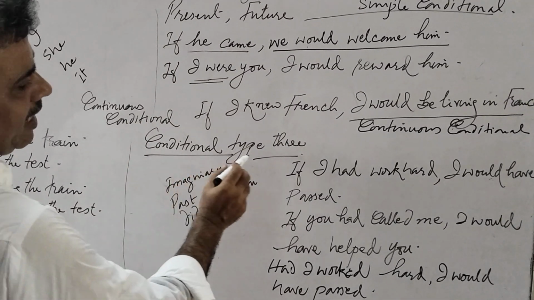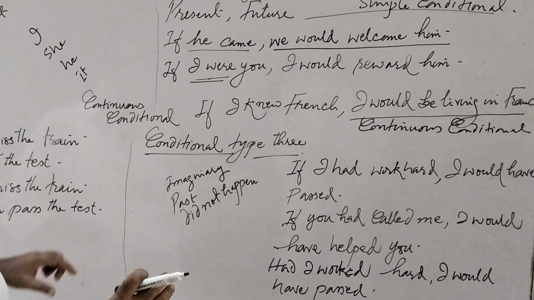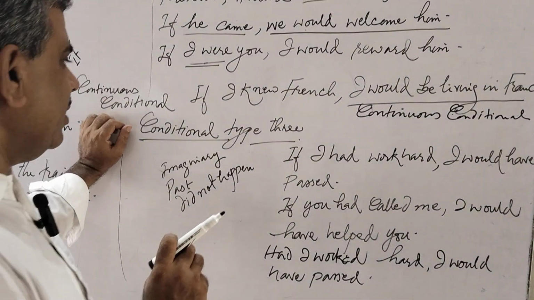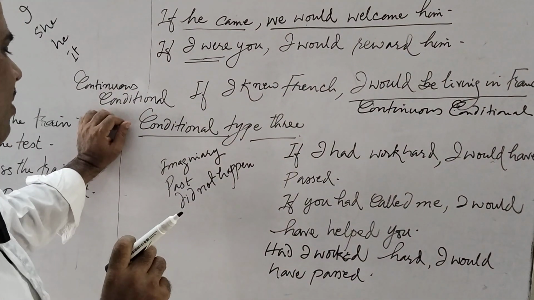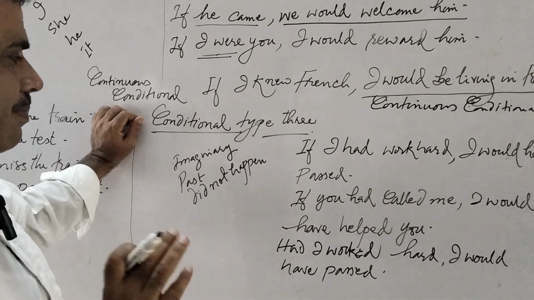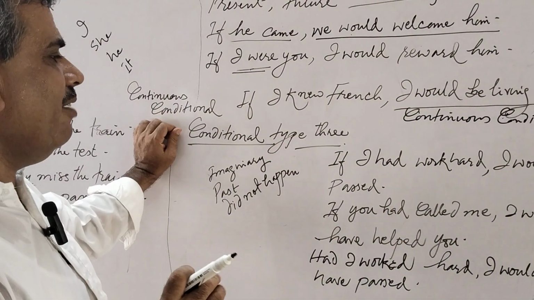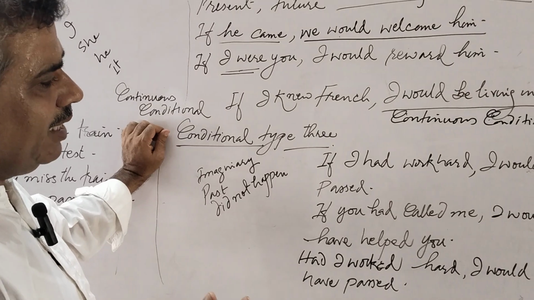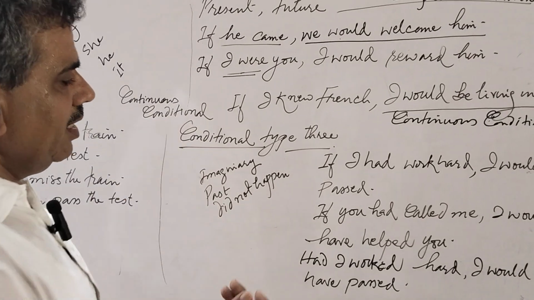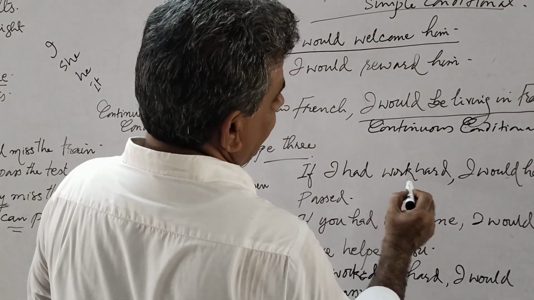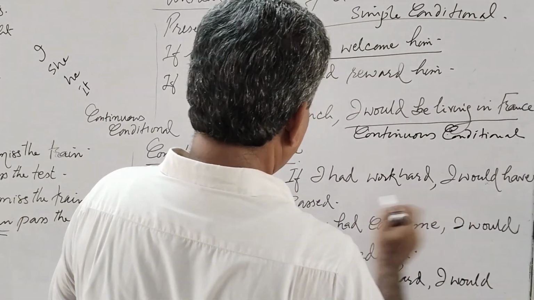Now we have conditional type 3. Conditional type 3 is imaginary past. The action in this type did not happen. It never happened. But it is an imaginary condition that if we had done that, then the result would have been that. So we have a sentence, if I had worked hard, I would have passed.